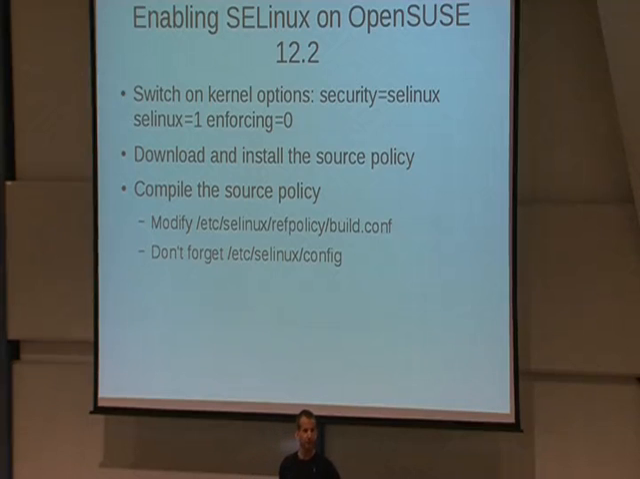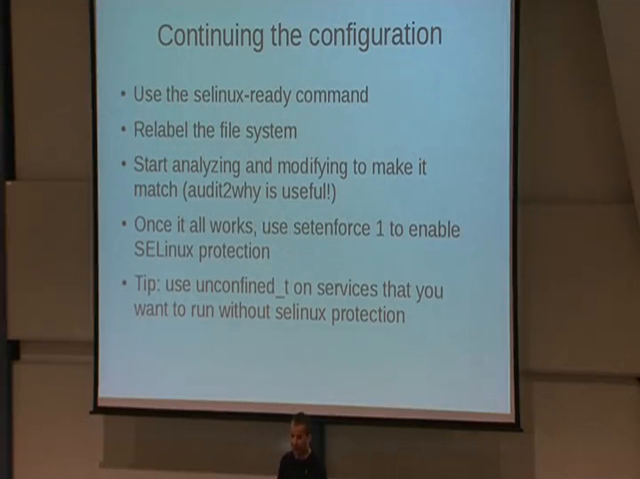Then you need a policy. Now what I recommend you to do is to download a source file containing the policy sources and compile them yourselves. In order to do that, build.conf is an important configuration file. In the build.conf you tell the SELinux make command that you want to work with a modular policy. And next you can continue the configuration. Most important part of this is the selinuxready script. The selinuxready script will check the current configuration on your server and tell you what exactly you are missing.